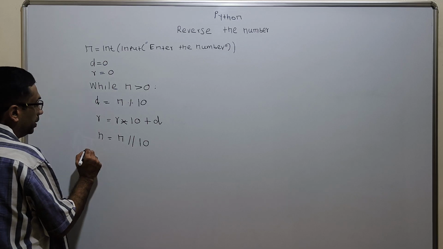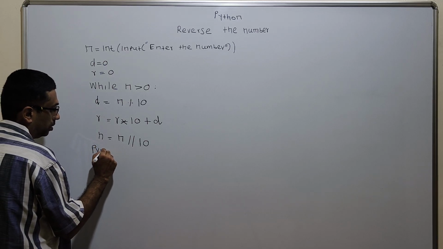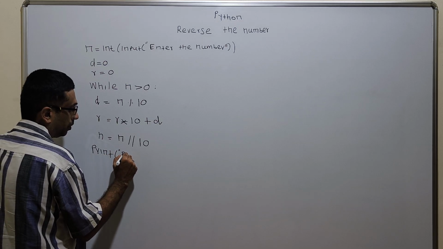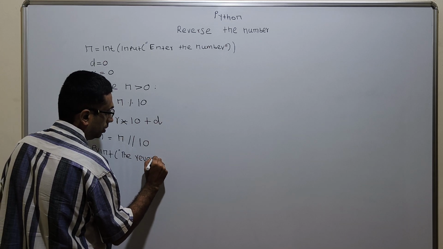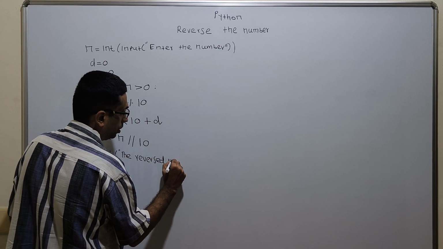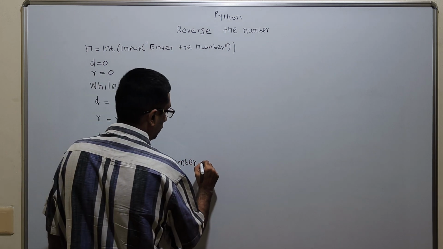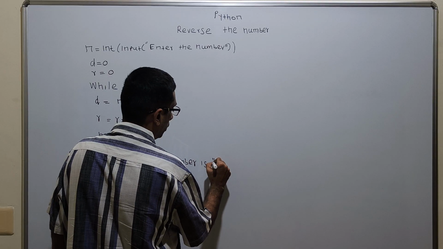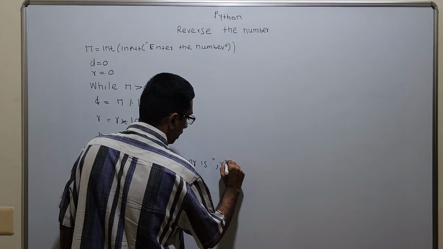So here I am writing a statement, print "the reversed number is:" closing the double quotation, followed by the variable r.